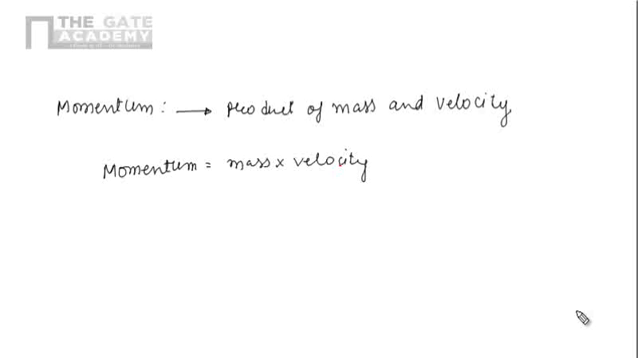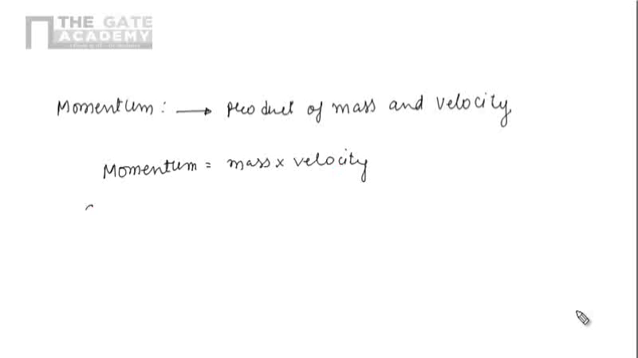I am just giving one example. Suppose we have two balls, one made of rubber and the second made of iron, and both have the same volume and both are moving with the same velocity. But the momentum of the iron ball will be greater than the momentum of the rubber ball, because the mass of the iron ball is more than the mass of the rubber ball. So we can say that momentum does not depend only on velocity, it also depends on mass. So for momentum, we have to consider both mass and velocity.